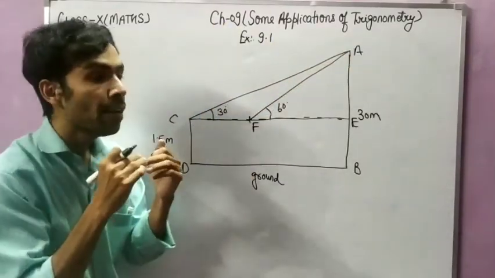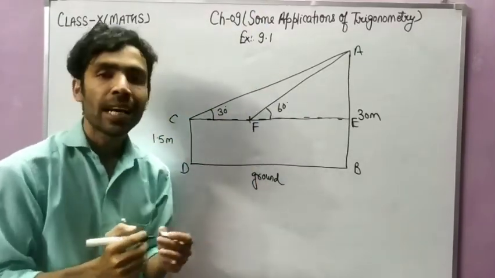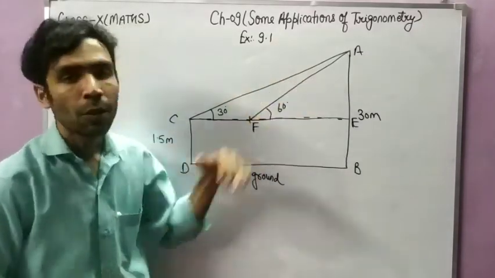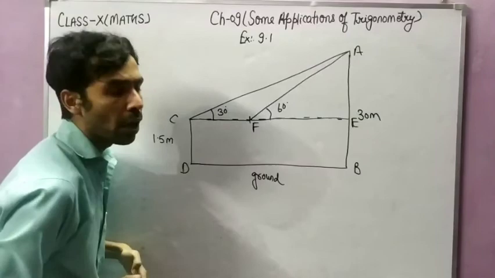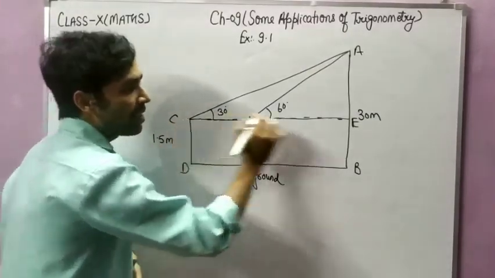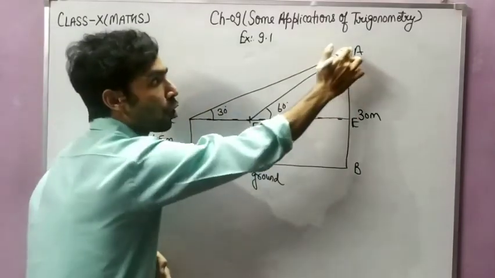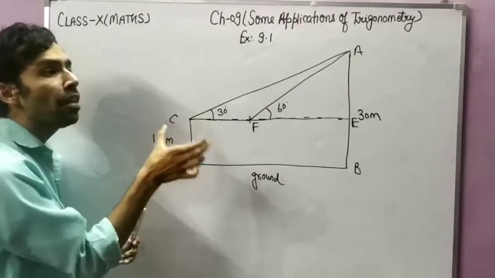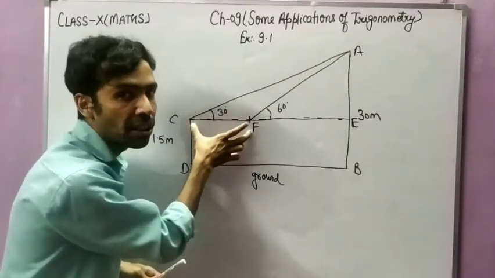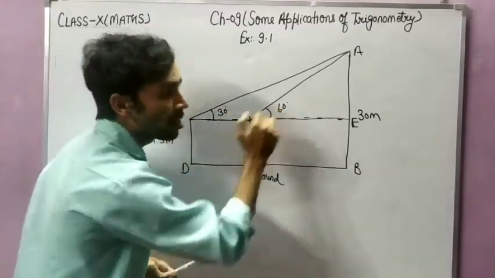So when the man watches the top of the building, the angle of elevation will form, and we all know that the angle of elevation is nothing but the angle between the line of sight and the ground. But at point C there is no ground, so we will draw a line parallel to DB. At point C the angle of elevation of the top will be 30 degree, and when he covers some distance, suppose CF, towards the building, then the angle of elevation increases to 60 degree.